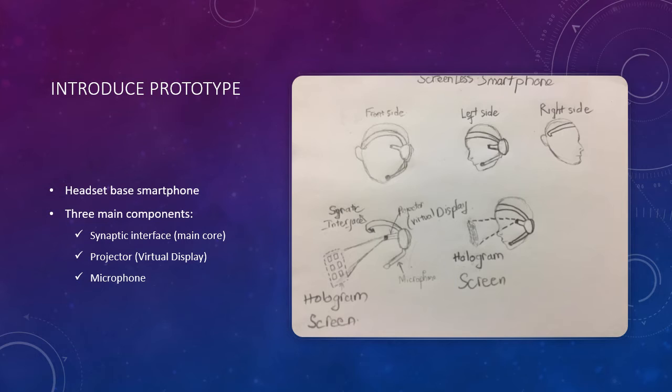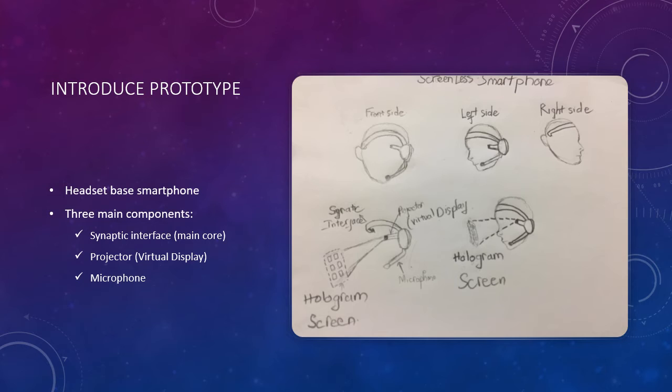So I'll introduce my prototype. It is a headset-based smartphone. There are three main parts. The main core system will cover the forehead of the user, and that device is the main part of the smartphone, which includes hardware and technology. It also helps the user hold the device tight in their hand.